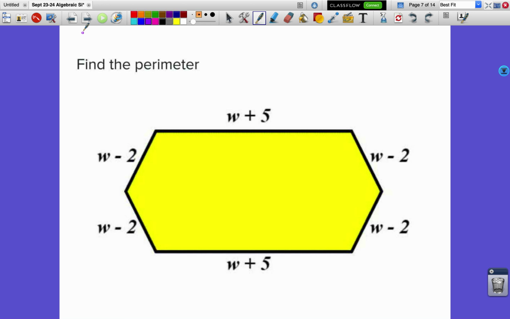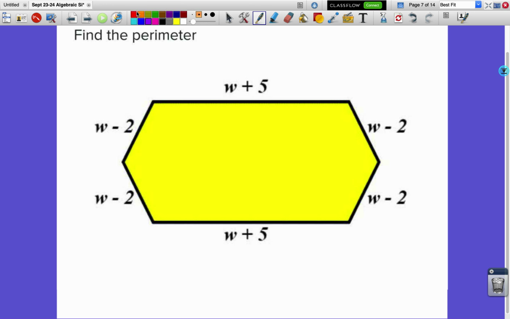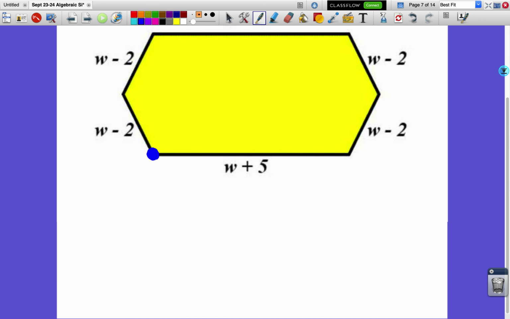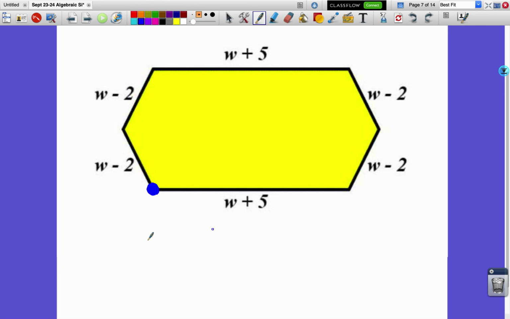All right, next one. Again, pause it, copy it down. Let's find the perimeter of this somewhat stretched out hexagon. So got to pick a point to be my original point. Be right there. And let's write this out. We got w minus 2 plus w minus 2 plus w plus 5 plus w minus 2 plus w minus 2 plus w plus 5.